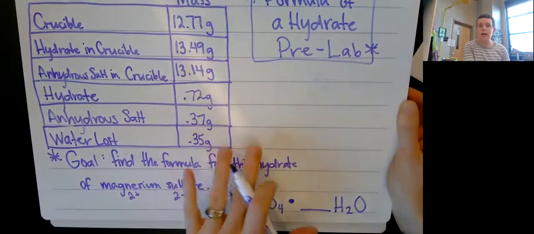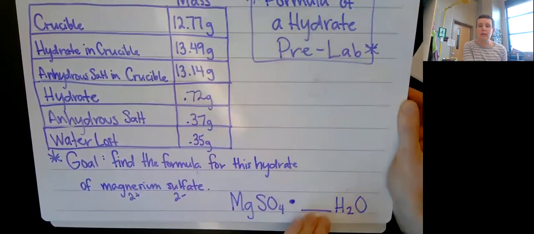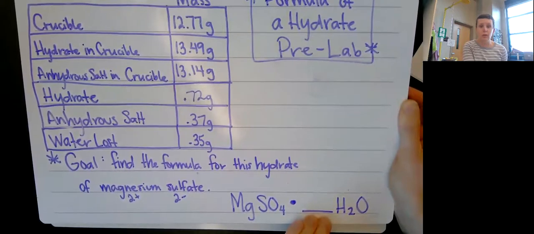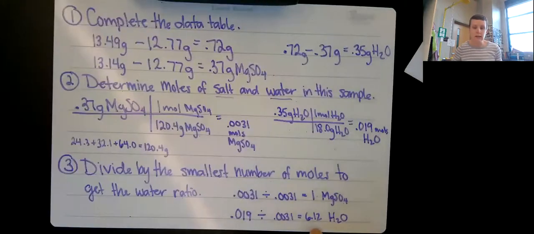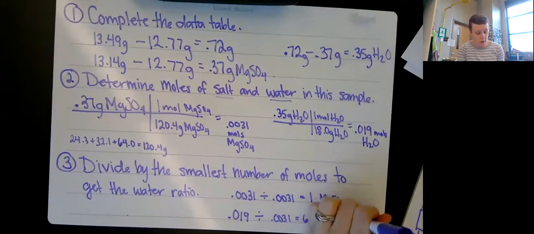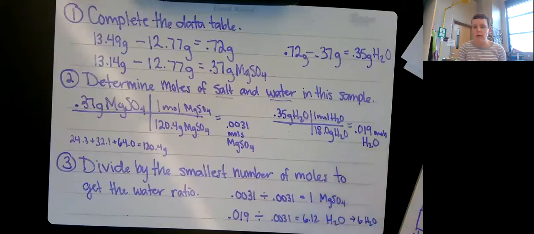Our data is not going to be perfect, so that means that we are going to have to round whatever answer we get to a whole number. So in this case, 6.12 is going to round to 6 waters. We're going to round it to a whole number. Don't try to find a multiplier for the lab. You do that in your problems, but not in the lab because the lab is imperfect, okay?